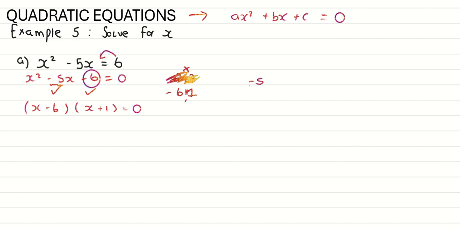Okay, and so now our solution is when x minus 6 is 0, or when x plus 1 is equal to 0. And then we solve for x. So the one solution is when x is equal to 6, and the alternative is when x is equal to minus 1. And that is the end of the first example under example 5.